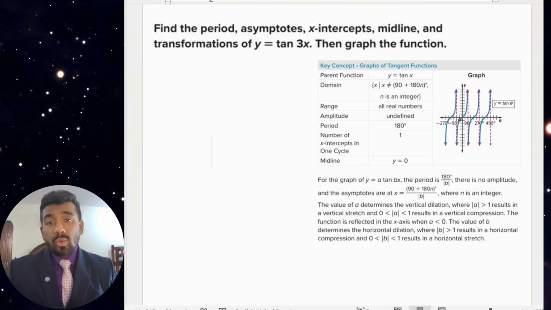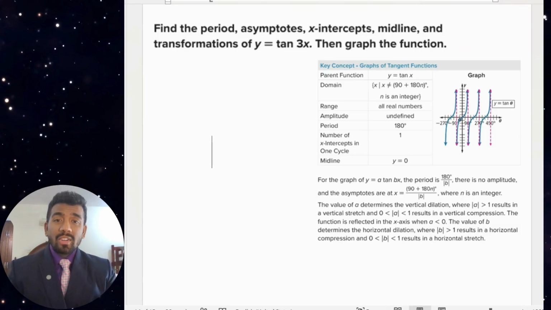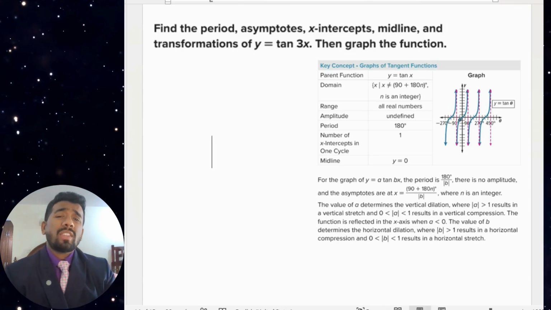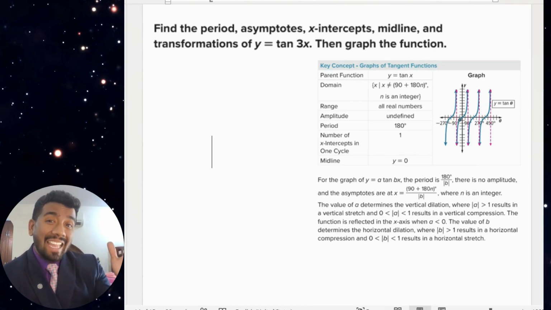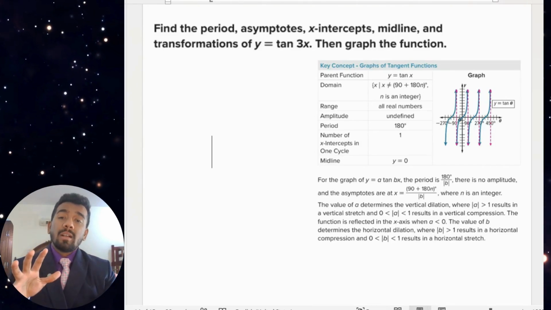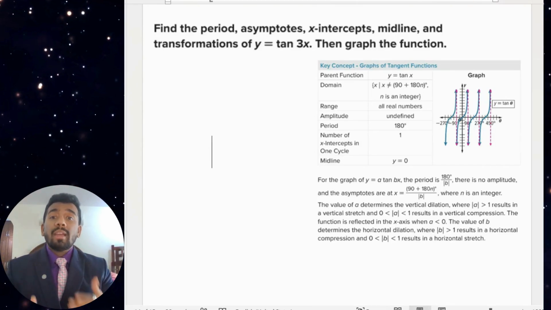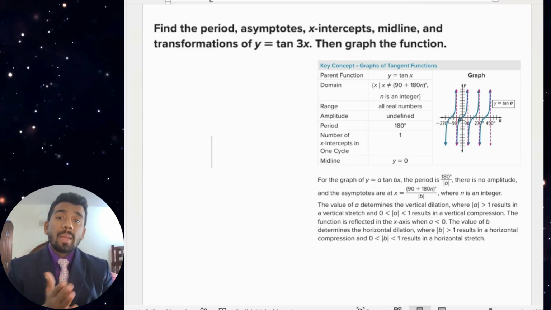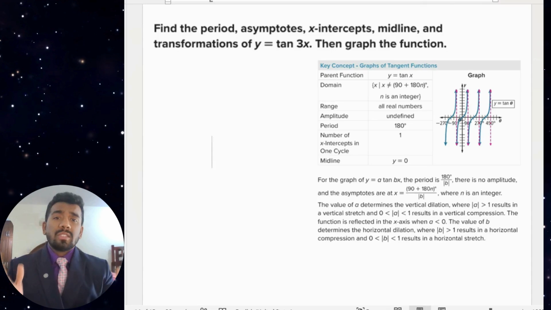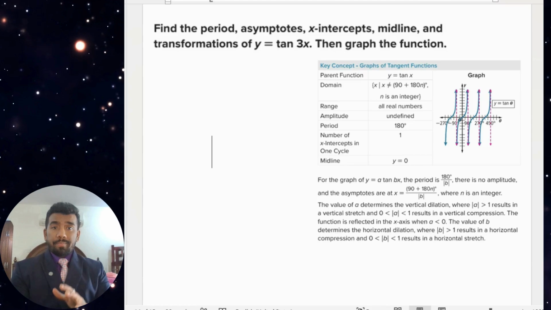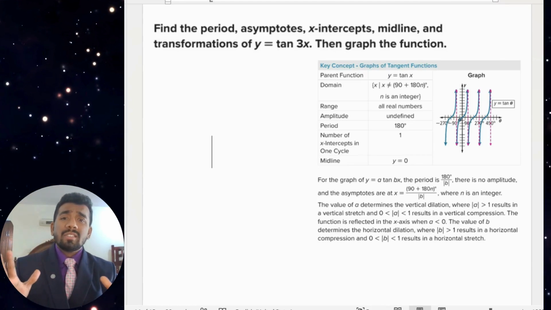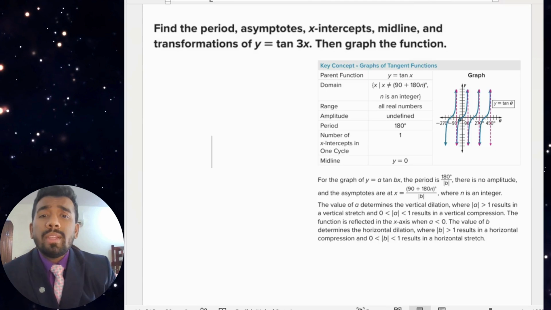I was doing your grade 12 general EOT till now. We finished almost everything. Only the last part is remaining, which is tan. When the tan comes, how will you find its period, its asymptotes, its x-intercept, midline, transformation, its graph, and everything? In this video, we'll talk about tan because it's a bigger part. That's the reason I kept it at the end.